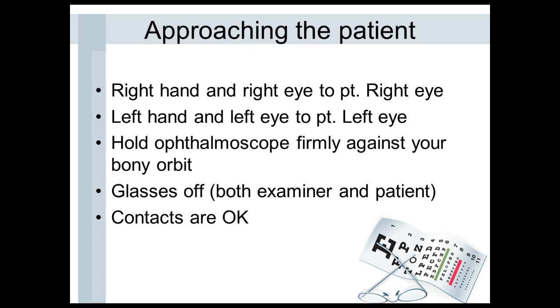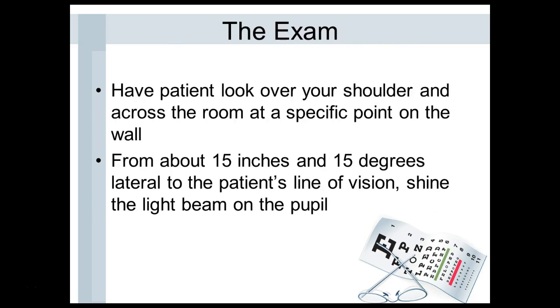Approaching the patient. If you're looking in the right eye, you're going to be on the right side and vice versa on the left-hand side. You're going to hold the ophthalmoscope firmly in your hand against your bony orbit. Glasses off for both the examiner and the patient. Contacts are okay to use. You want the patient to look over your shoulder at a fixed point. Could be anything on the wall.